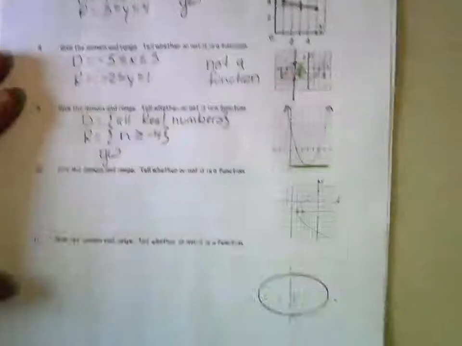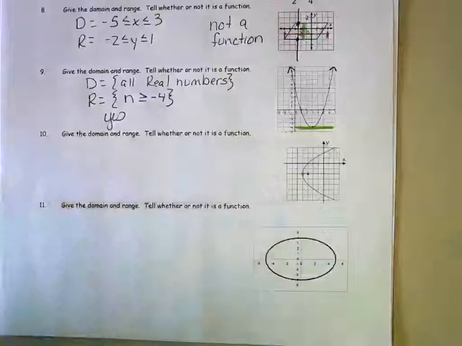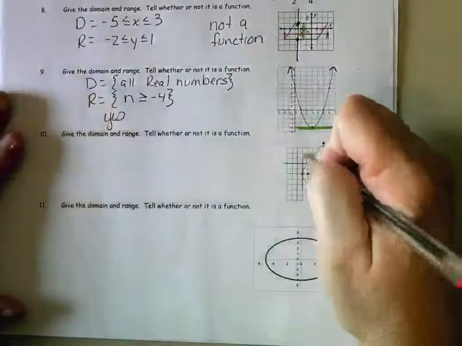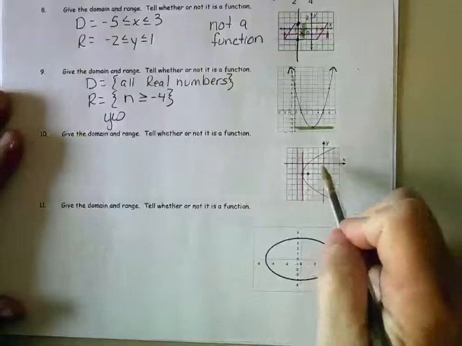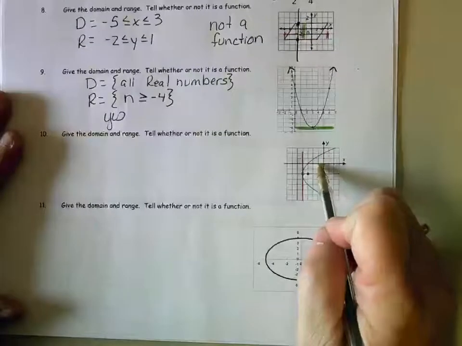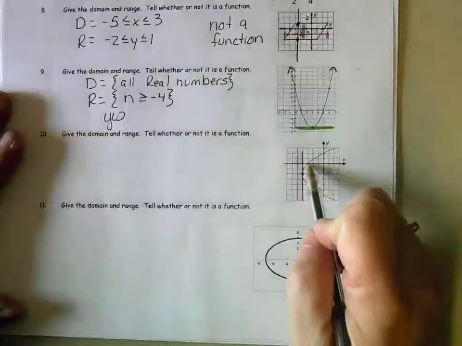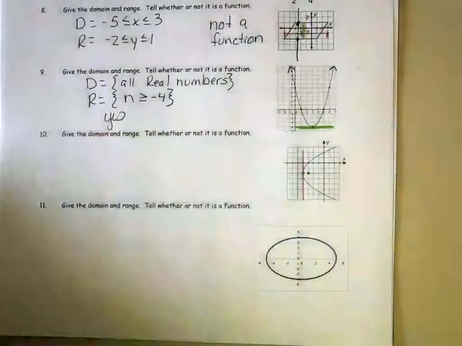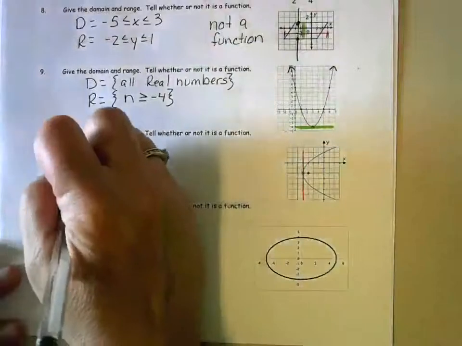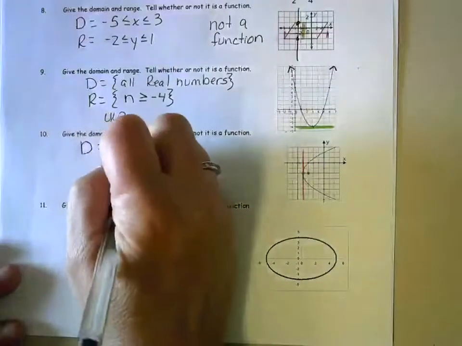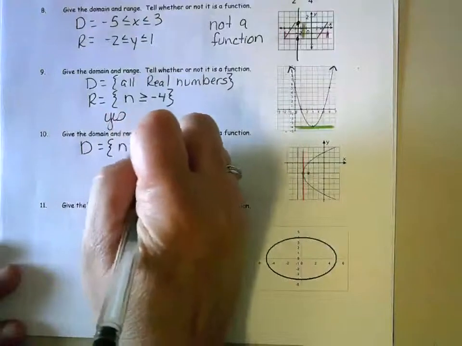Number 10, our domain goes left to right, and there's kind of a boundary right here. Looks like this is 0, 0, so that boundary is -1, -2, -3, -4. Those numbers are all bigger than -4. So n is greater than or equal to -4.